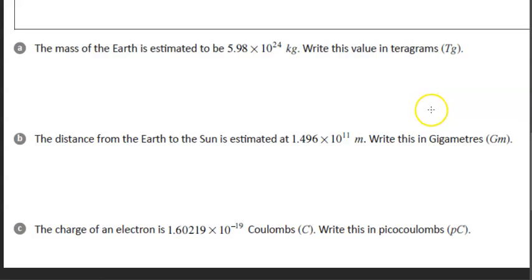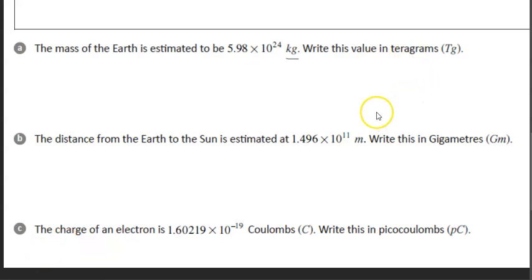And chances are that some of you, if anything, all of you would have done this. So what this means is we'll just look at the first one and then you can go ahead and apply the second one and third one. This is saying 5.98 times 10 to the power of 24 is the mass of the Earth. Okay, it's an estimation. So this is in kilograms, and we're going to do a conversion from kilograms to teragrams.